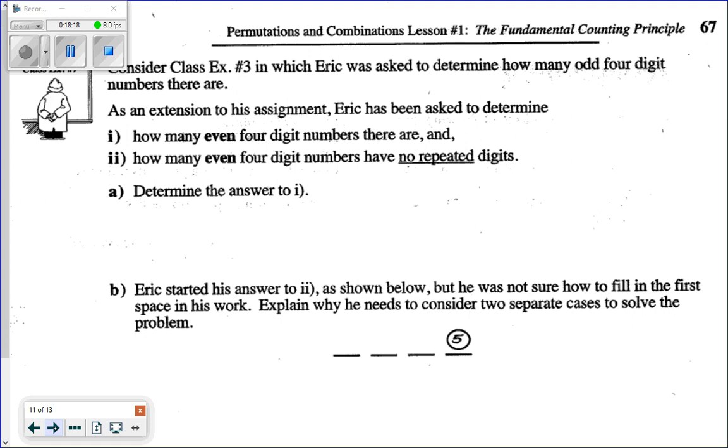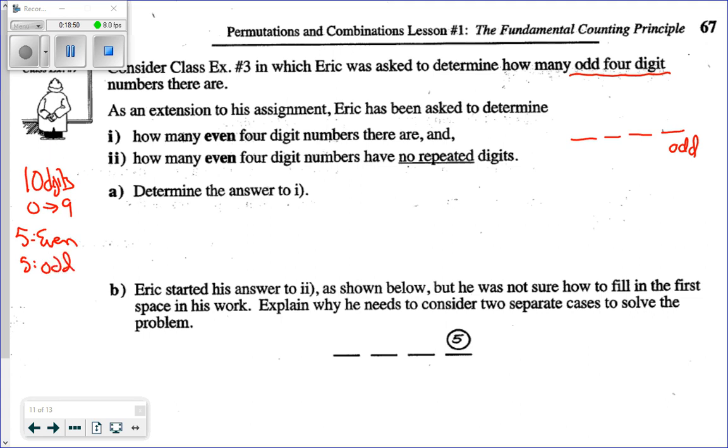So we did this example the other day. It said Eric was asked to determine how many odd 4-digit numbers there are. So if we just go back and refresh this question here. So 4 digits, so 4 blanks. Odd means it has to end in an odd number. So we know we have 10 digits total, 0 to 9, of which 5 are even and 5 are odd. So we did this one the other day. So we know that there's 5 choices for it to be an odd number.